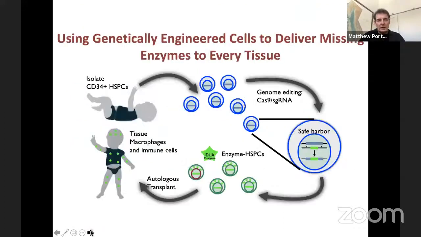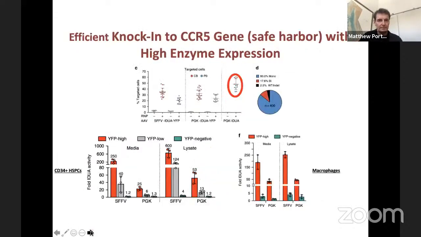So what Natalia hypothesized is that instead of using an allogeneic transplant and normal levels of the enzyme, we could take the patient's own cells, genetically engineer them through safe harbor gene addition, such that the progeny make more, super physiologic amounts of enzyme, such that when the cells migrate to the tissues, they can cross-correct multiple tissues.